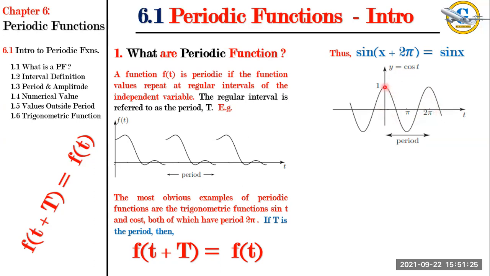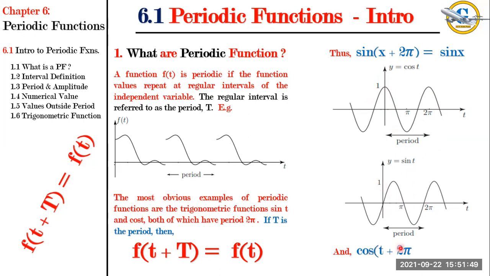But note that the sine function begins at the origin with value 0, at its minimum, while the cosine function at the origin begins at its maximum, when t equals 0. So the same thing: cos t plus 2 pi will be equal to cos t. Note that the period of the sine and the cosine functions are both 2 pi.